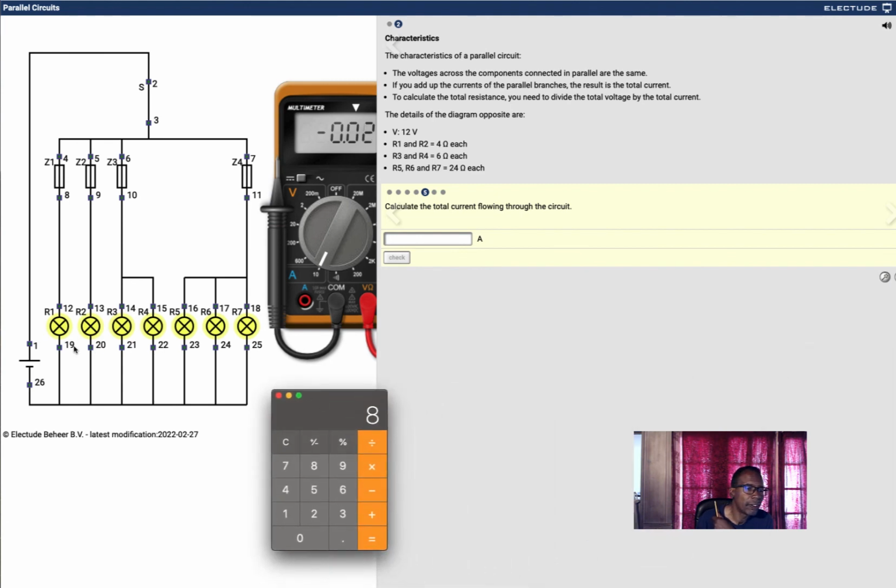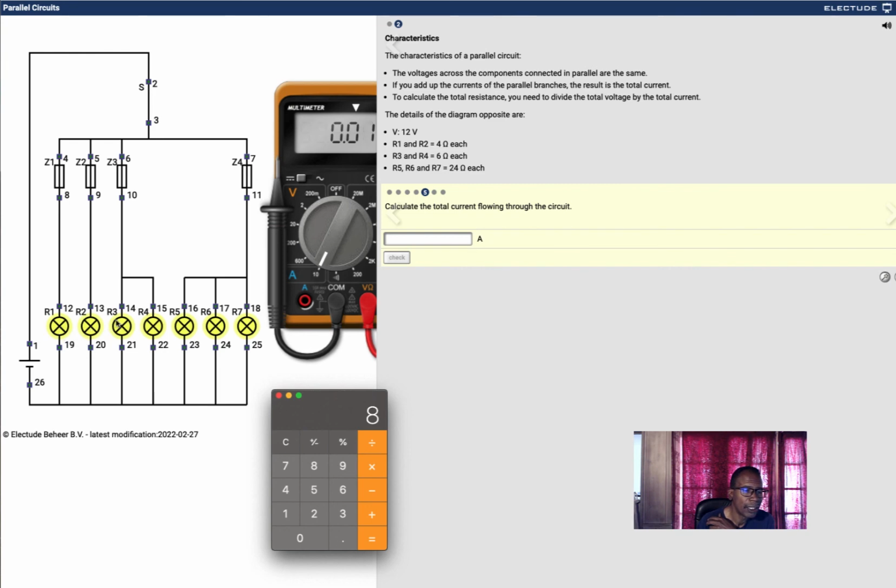So let's try this leg first. Remember, the total current is equivalent to all the circuits added up. So we're going to do it one at a time. R1 and R2 is 4 ohms, right? So 12 volts divided by 4 ohms of R1 is 3 amps. R2, again, 4 ohms, 3 amps. So we got 3 amps here, 3 amps here.